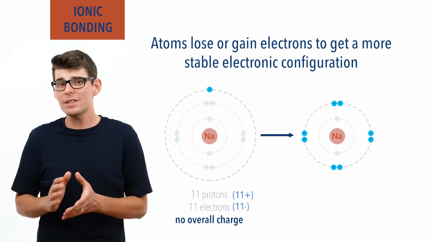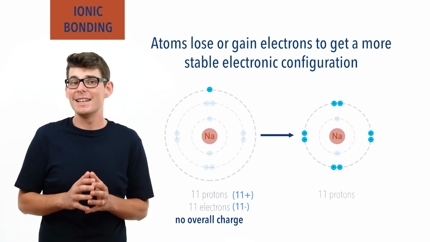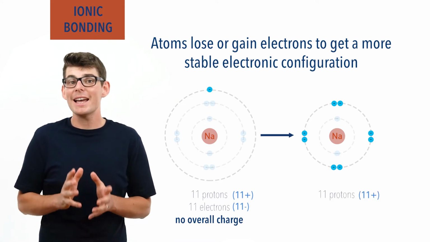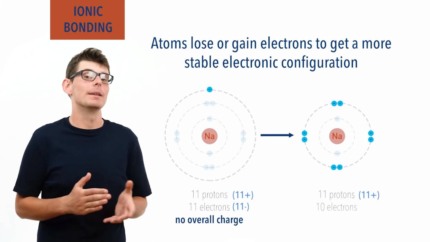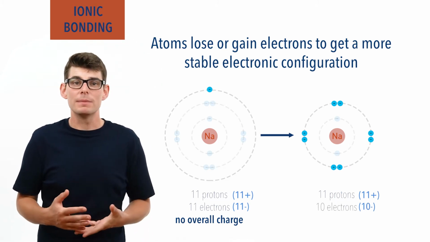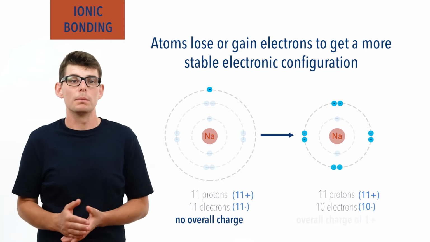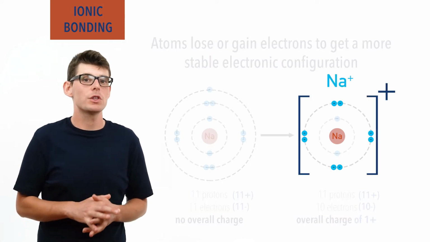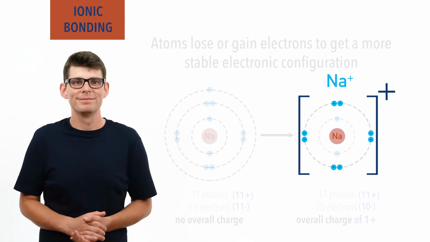After it has lost an electron, it still has 11 protons in the nucleus, 11 plus charge, and now has 10 electrons, 10 minus charge. This means there is an overall charge of 1 plus. The neutral sodium atom has become a positively charged sodium ion.